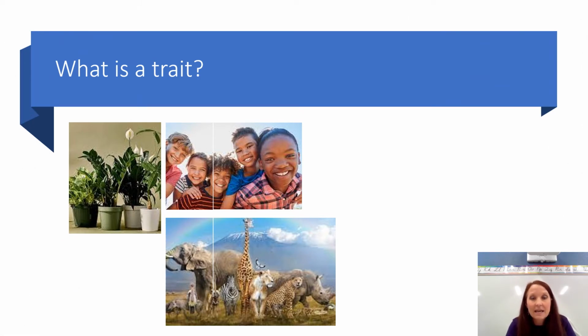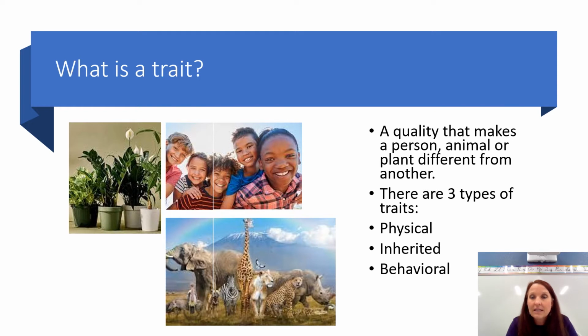So, what is a trait? A trait is a quality that makes a person, an animal, or a plant different from another. And there are three different types of traits. They're physical, inherited, and behavioral.